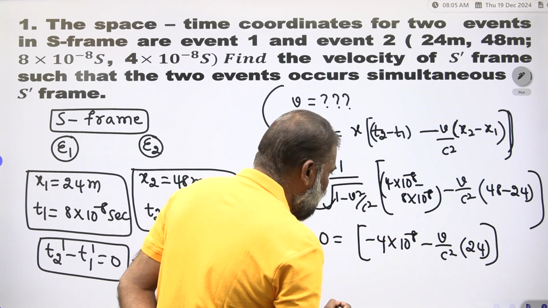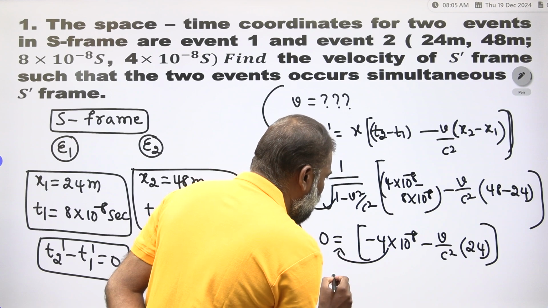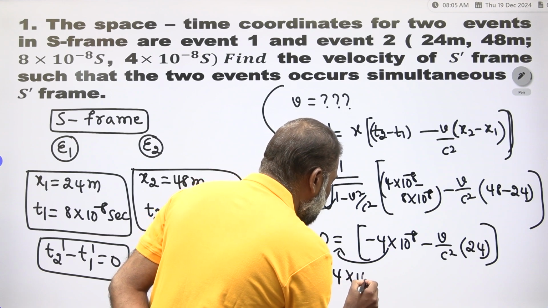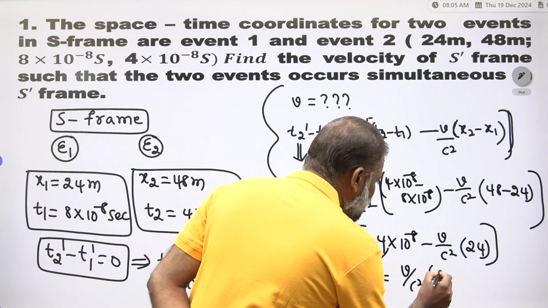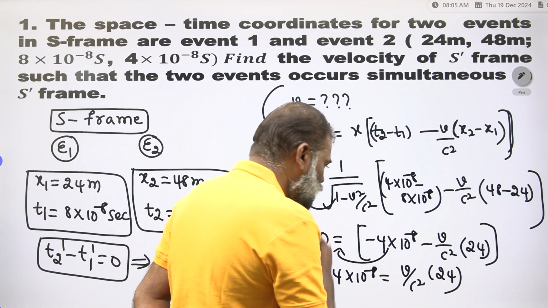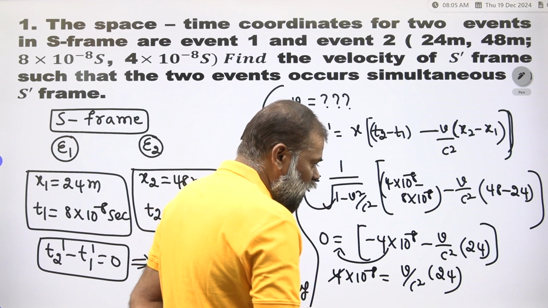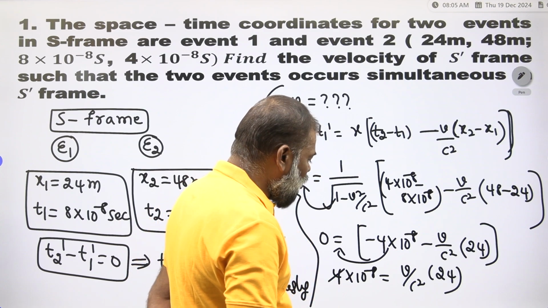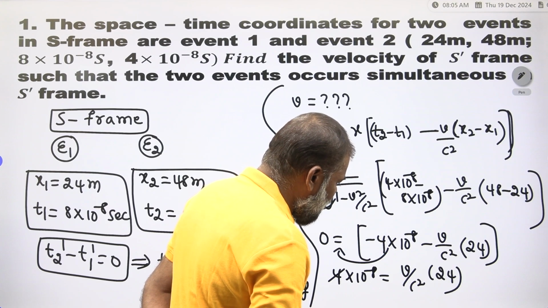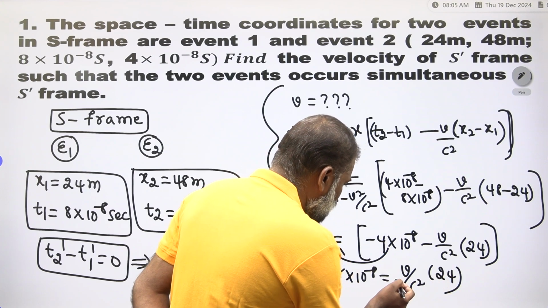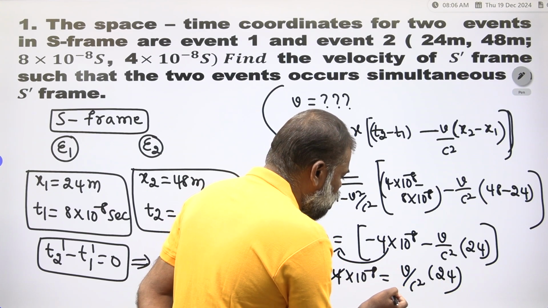So therefore what we have to write: this minus, you have to come to this side, 4 into 10 to the power of minus 8 is equal to v by c square into 24. So 24 is equal to, you have to consider here, we want to get the value.